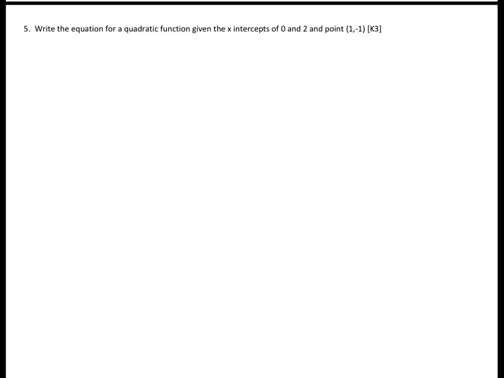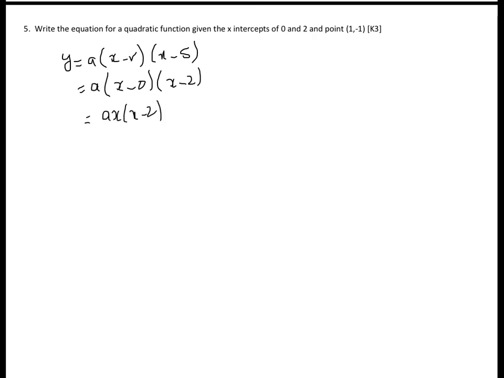The next example, we have to write the equation of a quadratic if the x-intercepts are 0 and 2 and it goes through the point 1, negative 1. We know that in general, the quadratic in factored form is given by the equation a times x minus r times x minus s, where r and s are the x-intercepts. So in this case, it becomes x minus 0 times x minus 2, which is ax times x minus 2, because x minus 0 is x.